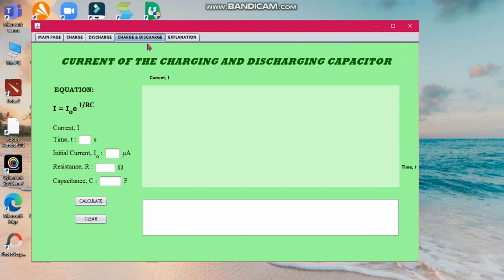Next, current of both the charging and discharging capacitor. Both the charging and discharging have the same equation, which is this equation. For the charging process, we substitute the value of t, which is 282 seconds, the value of I0, where I0 is equal to V0 over R, and we get 170 microampere, the value of R, and the value of C.